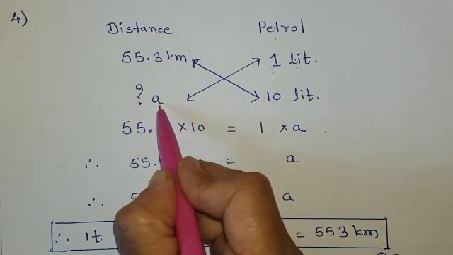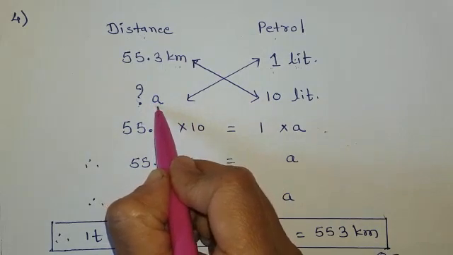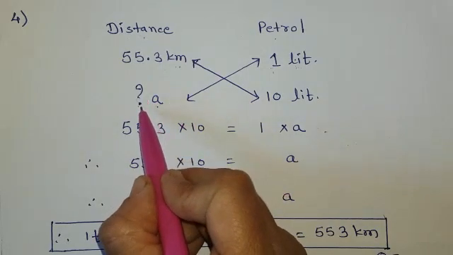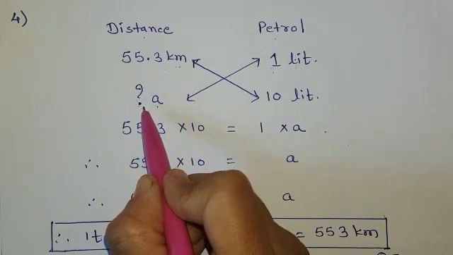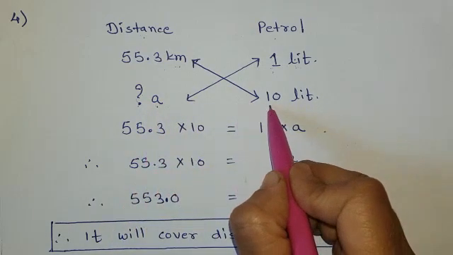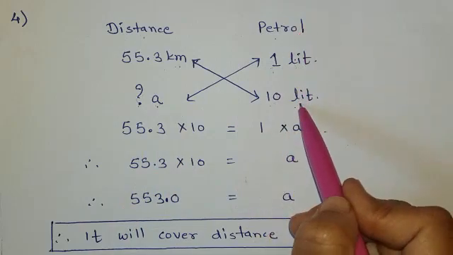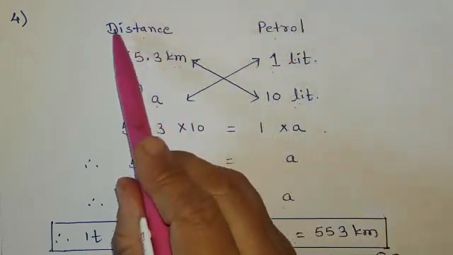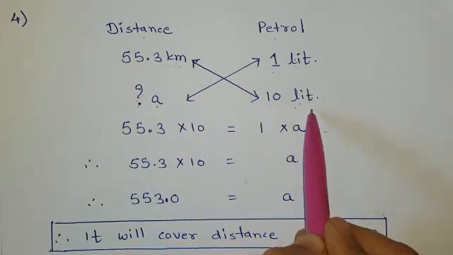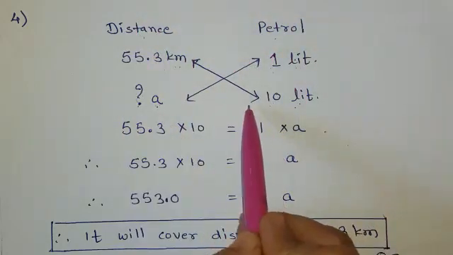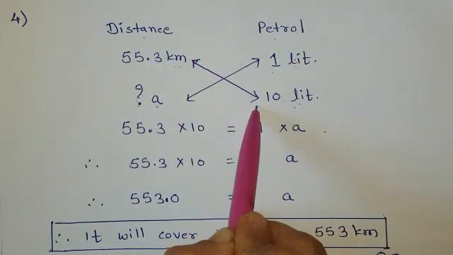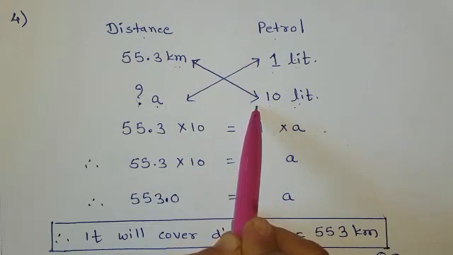You can take any alphabet, but I have taken A. We have to find out the distance which it will cover in 10 liter of petrol. So I have written 10 liter below the petrol. See here, this part is very important in this question. It will decide whether you have to do multiplication or division.